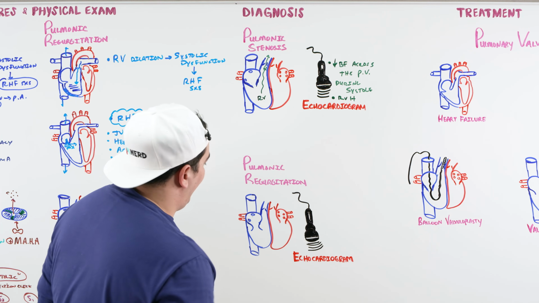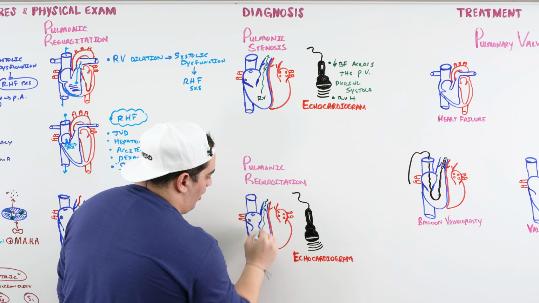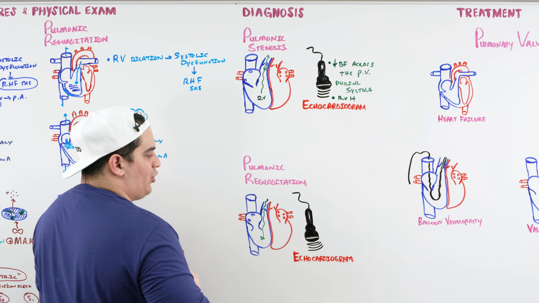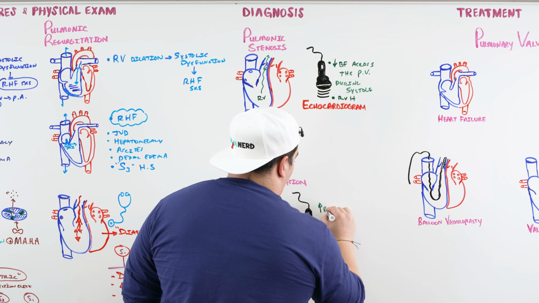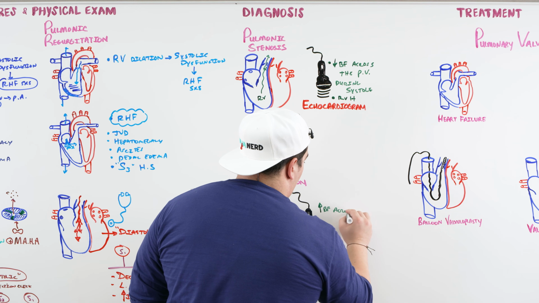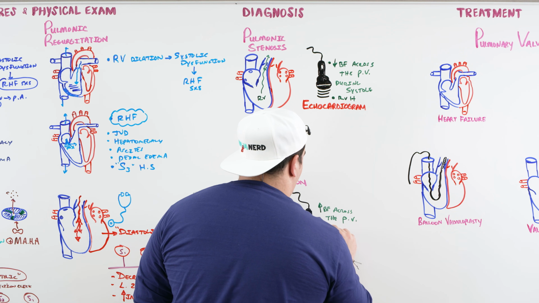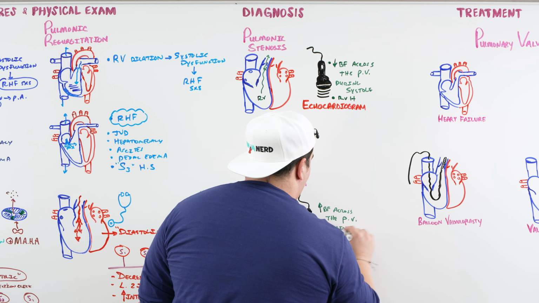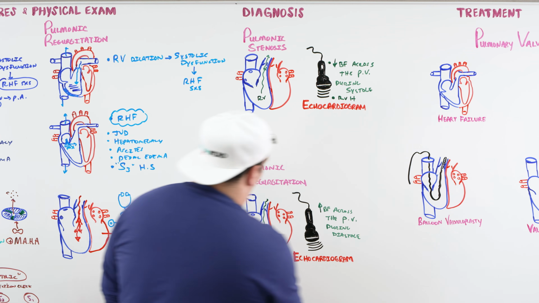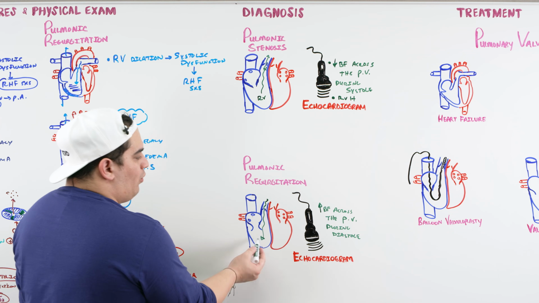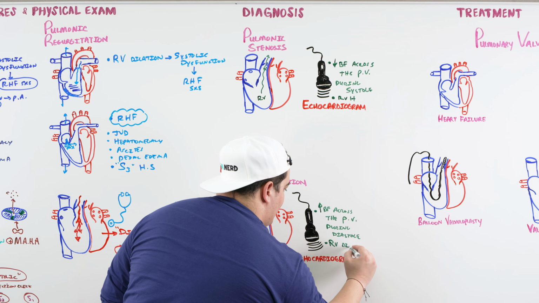Now with pulmonic regurgitation, you're also going to see that these valves are just not forming a great seal. So blood is flowing backwards into the right ventricle during diastole. And so you're going to see an increased amount of blood flow across the pulmonic valve during diastole. And if that is the case, you're going to cause an overload of that right ventricle to the point where it might undergo right ventricular dilation.